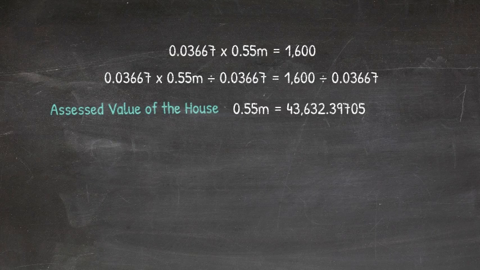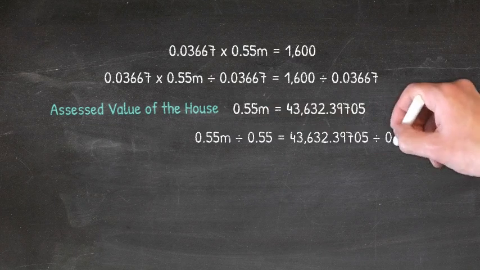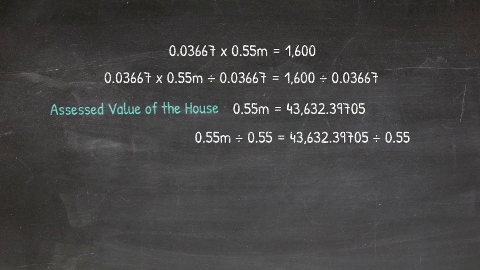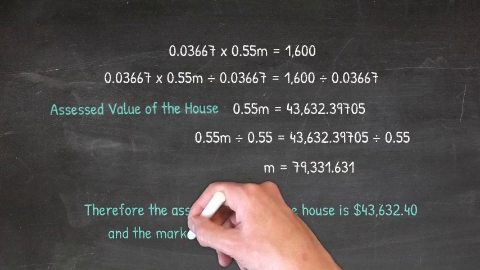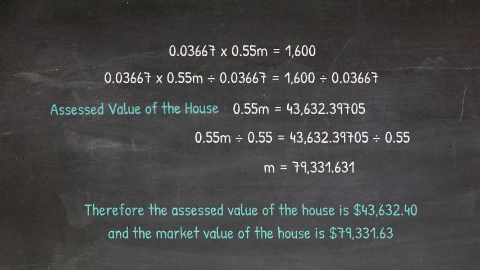So we want to know the value of 1 whole m. So we will divide 0.55m by 0.55 to figure out what 1 whole is worth. We will do the same on the other side of the equation to find that the value of m is $79,331.631. This means that the market value of the house is $79,331.63. You'll notice that this answer is about $7 different from the one that we found in the first solution.